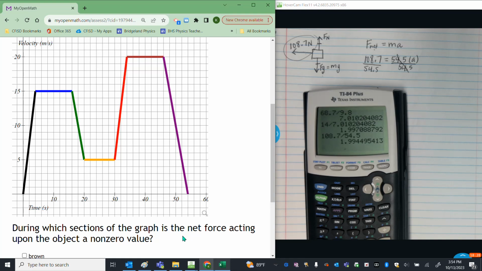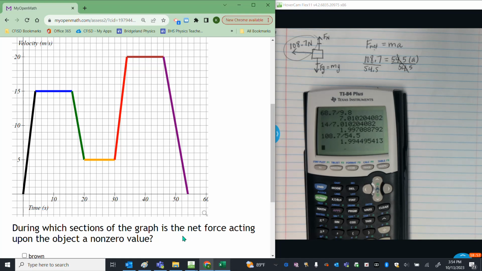And when I have that net force, when it isn't a 0, that means that I have acceleration. And so that's really what you're looking for. Because on a velocity time graph, you can't see forces, but you can absolutely see acceleration. We talked about this in the last unit. On a velocity time graph, acceleration is your slope. So you are looking for sections of the graph where your slope is not 0, where you have a slope.